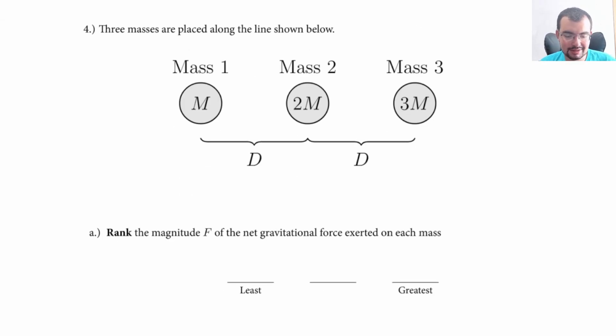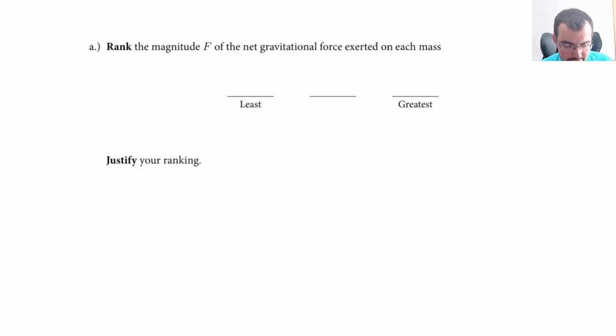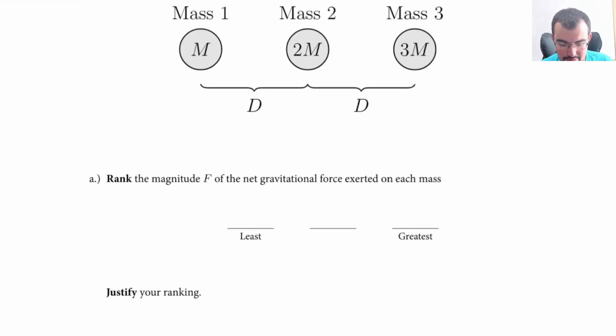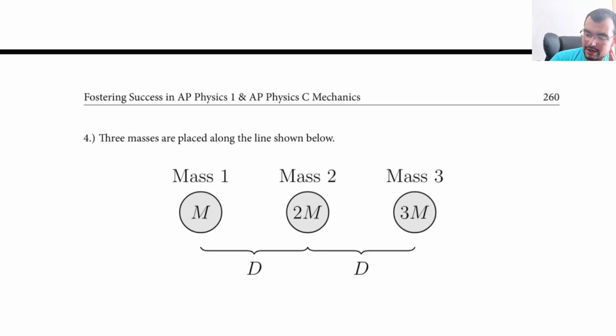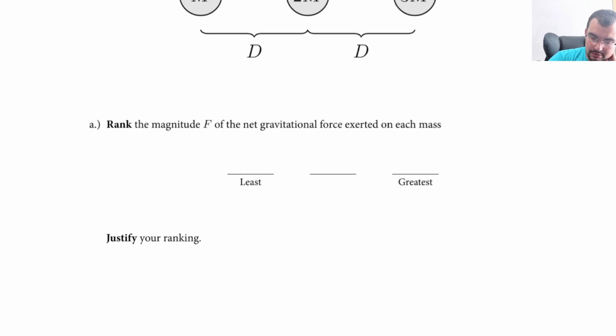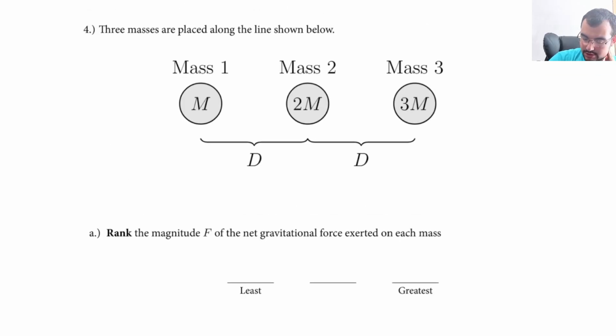All right, 3 masses are placed along a line as shown. Rank the magnitude of the gravitational force exerted on each mass. So there's a combination here. Justify your ranking, then we're going to do it and find them all. Okay. So I don't say qualitatively here. So we're totally free to just use some numbers. And my suggestion here would be to use a multiplier approach.